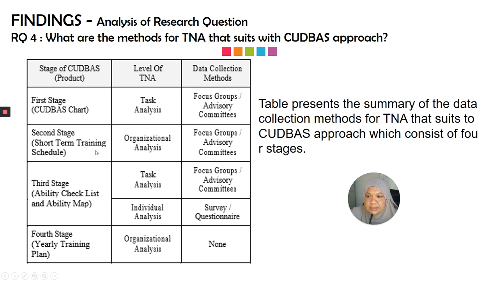Okay, the second stage is the short-term training schedule. Level of TNA is organizational analysis. Okay, then the third stage is ability checklist and ability map. This one on TNA level is on the task analysis and individual analysis table. And lastly, in the fourth stage of Cudbas, yearly training plan. This one is for organizational analysis in TNA level.